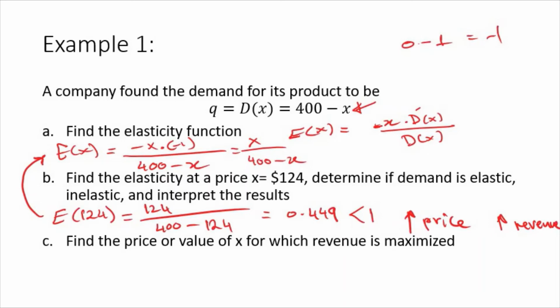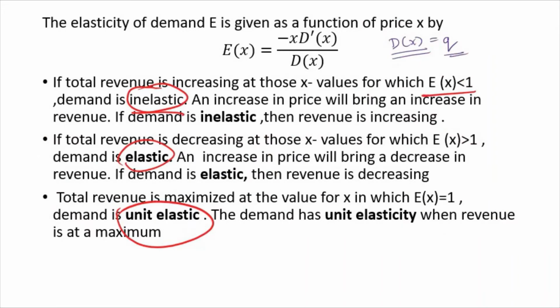So in this case, the advice will be to increase the price. To find the maximum price that we can charge to maximize the profit, we're going to find the price or value for which the revenue is maximized. So how do we find that? We know from the previous slide that the maximum revenue happens when we have unit elasticity. That means the elasticity of demand is equal to 1.